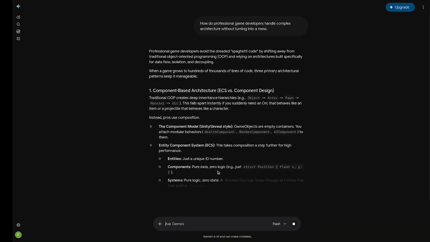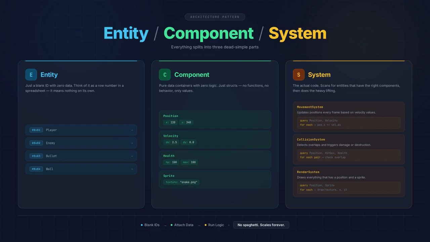ECS stands for Entity Component System Architecture. Honestly, it was difficult to understand the first time, but after breaking my head over it for a few hours, the pieces clicked. It splits everything into 3 dead simple parts. The first part is entities. Entities are just blank IDs with zero data. The second part is components. Components are pure data containers with zero logic. And the third part is systems. Systems are the actual code blocks that scan for matching components and do the heavy lifting.